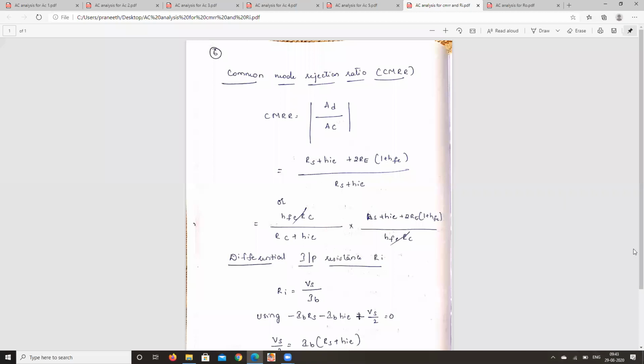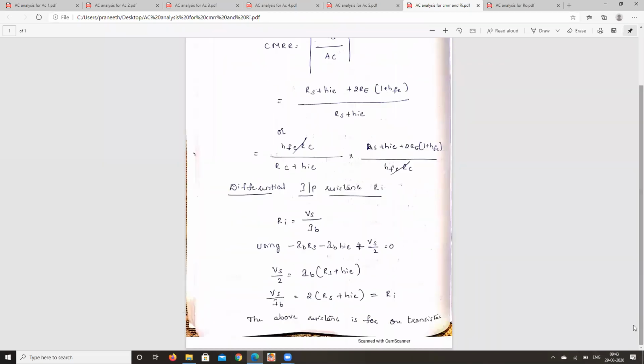Is that over, Amma? Is that over? If it is over, we'll go for the next parameter.